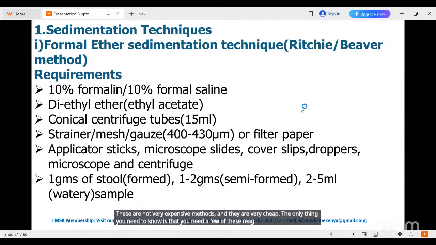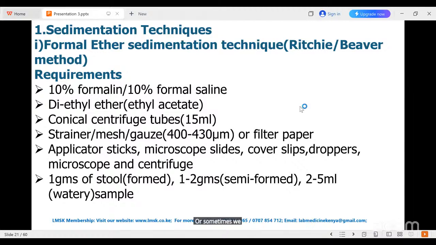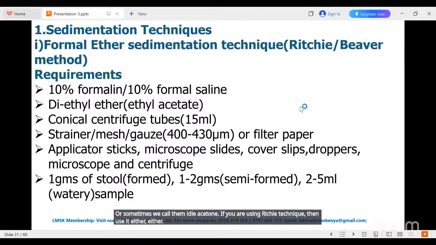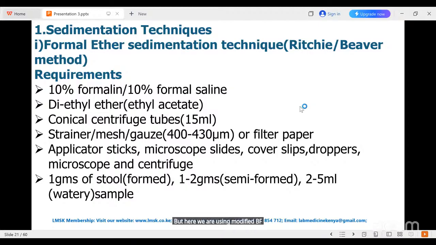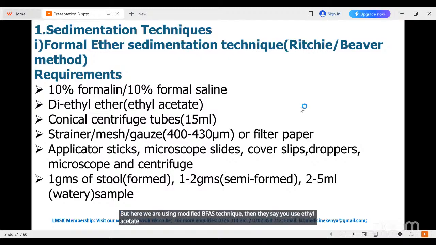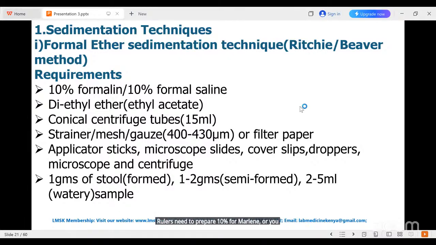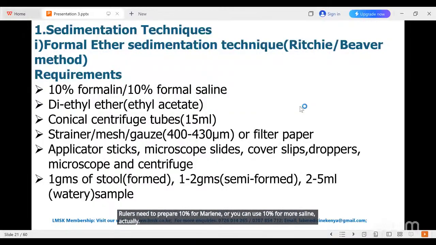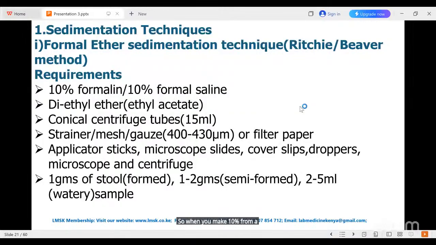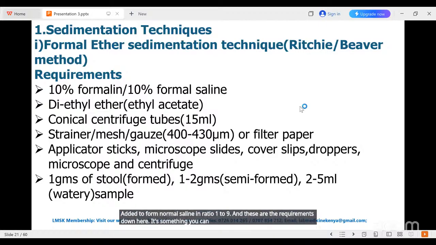Like you need to purchase some diethyl ether, or sometimes we call it ethyl acetate. If you are using the Ritchie technique, then use the ethyl ether. But if you are using the modified Ridley-Allen technique, then you use ethyl acetate, almost the same thing. You always need to prepare 10% formalin. When you make 10% formalin, it's formalin added to normal saline in ratio 1:9. And these other requirements down here are something you can have in your setups.